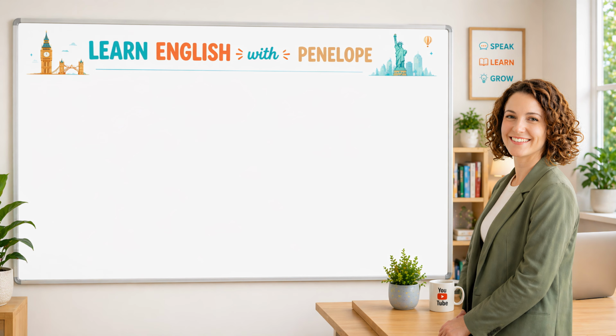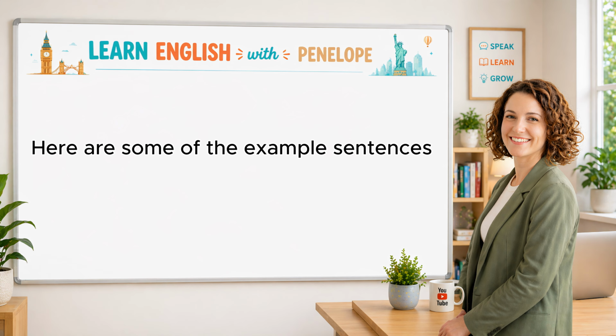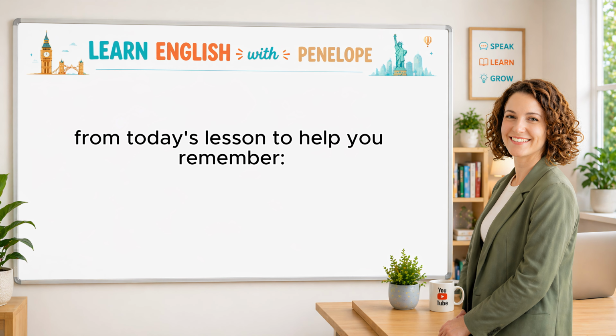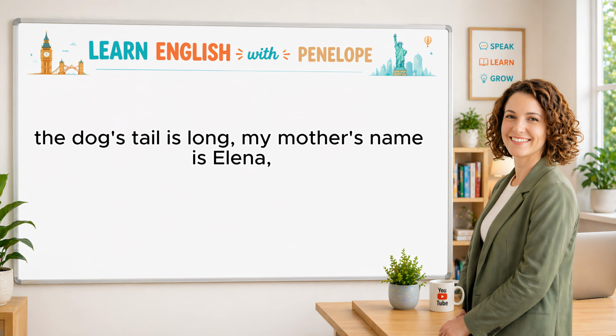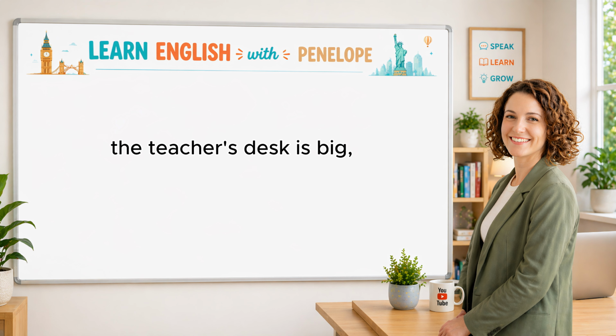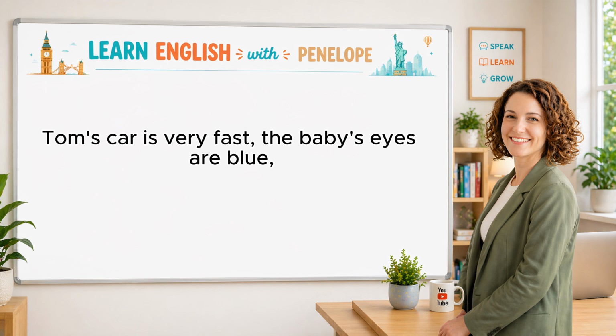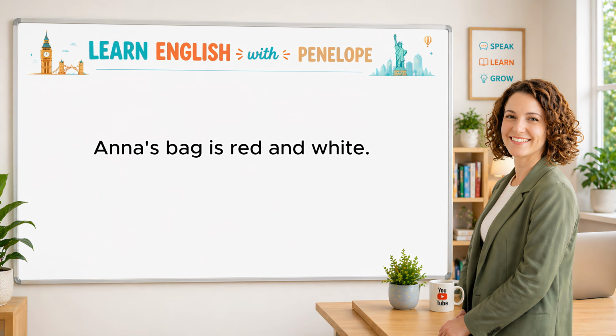Simple and clear. Here are some of the example sentences from today's lesson to help you remember. Sarah's book is on the table. The dog's tail is long. My mother's name is Elena. The teacher's desk is big. Tom's car is very fast. The baby's eyes are blue. Anna's bag is red and white.